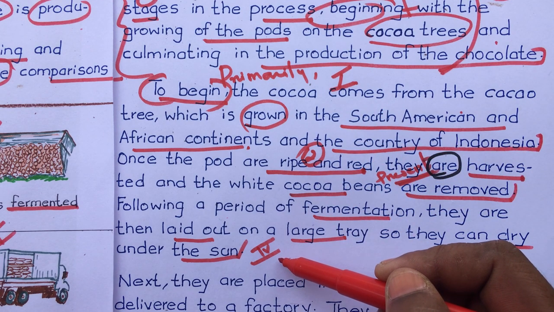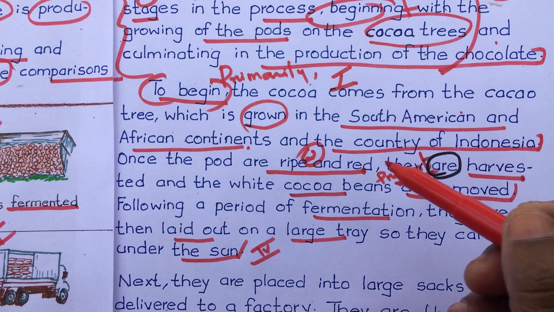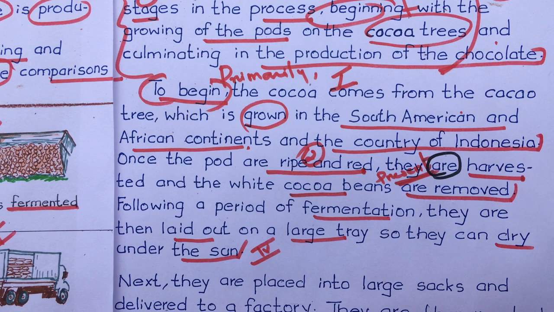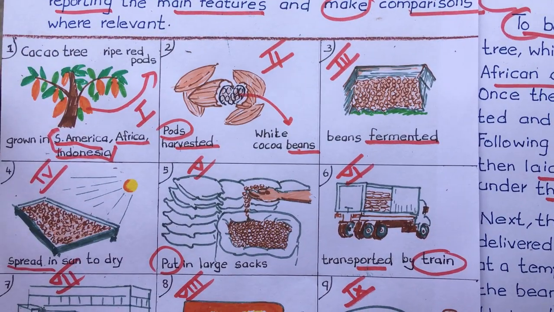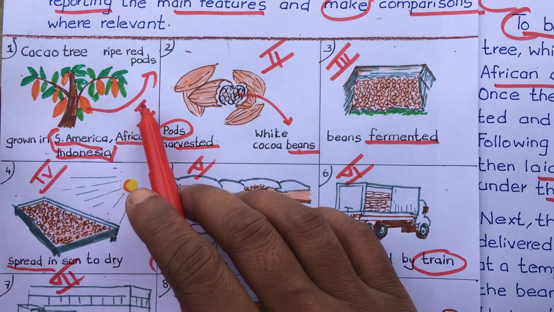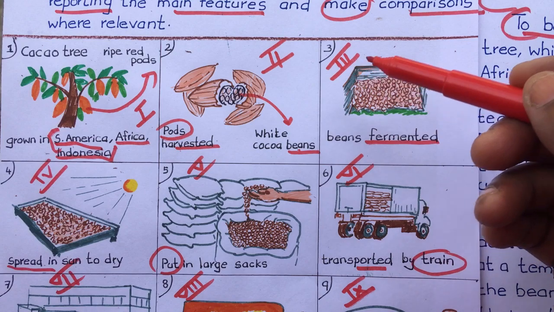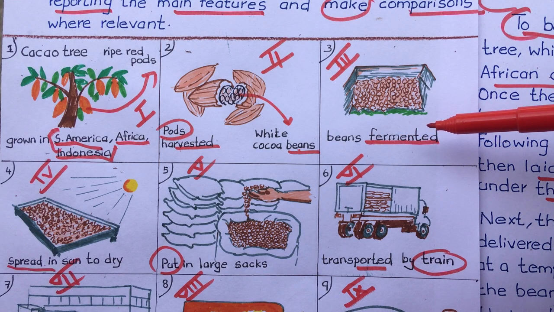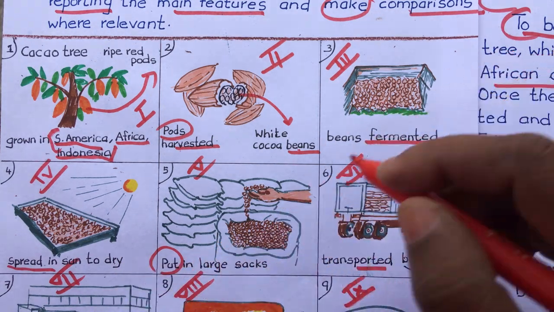So you got it, my first paragraph. It starts from the ripe pods, then the white seeds are taken out and fermented, and then it follows further fermentation, and then it is put onto a large tray. And why do we do that? It's just for drying purposes. You can see the same thing in the diagram here. The red pods are grown in these countries, and then in the second stage the pods are harvested and the white beans are taken out, and then these beans are fermented, and then they are spread in the sun for further drying. You got it? That's our first paragraph.